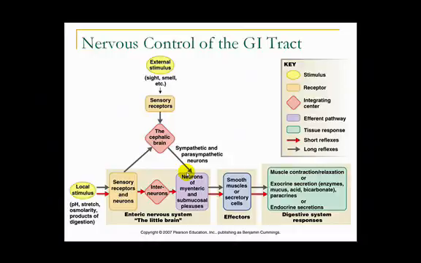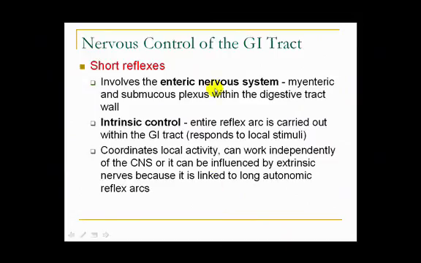A short reflex, though, is where the digestive system has its own intrinsic nervous system, called the enteric nervous system, and that involves the myenteric and submucosal plexuses. The stimulus gets detected in the digestive organ, and those neurons then trigger smooth muscle and the glands. So it doesn't actually have to go to the central nervous system. This would be considered a short reflex. So it involves the enteric nervous system, which is a little mini nervous system inside the digestive tract. So the entire reflex arc is carried out within that tract, and it responds to a local stimulus.